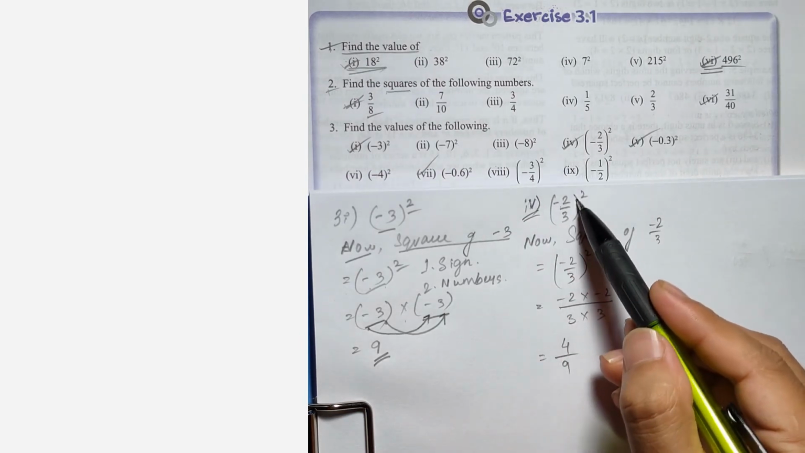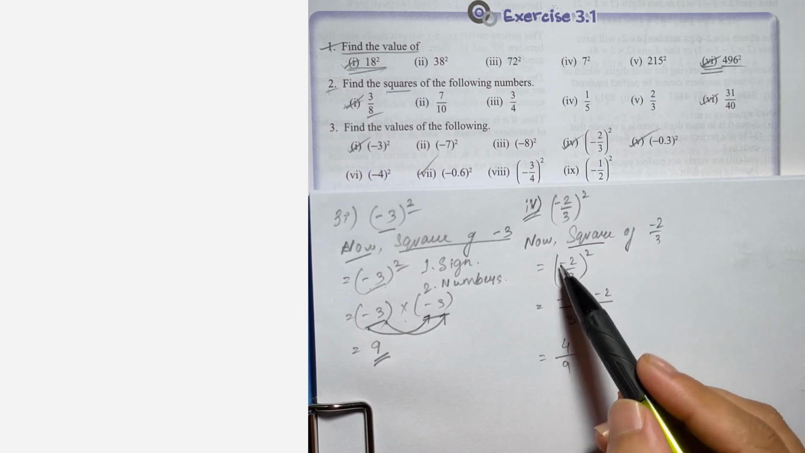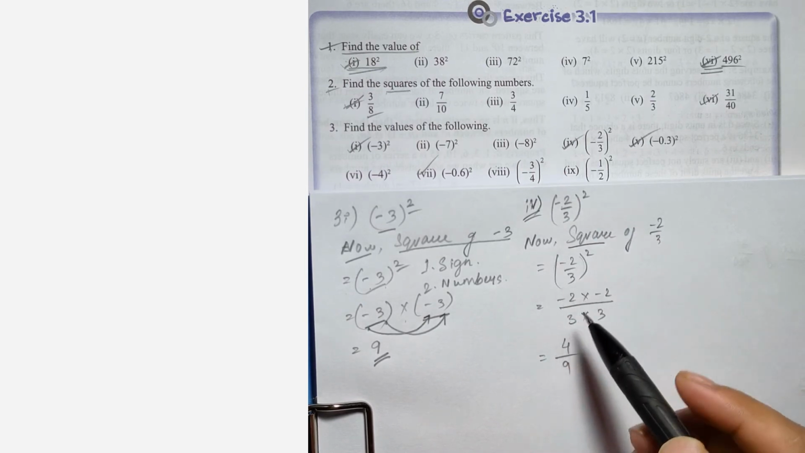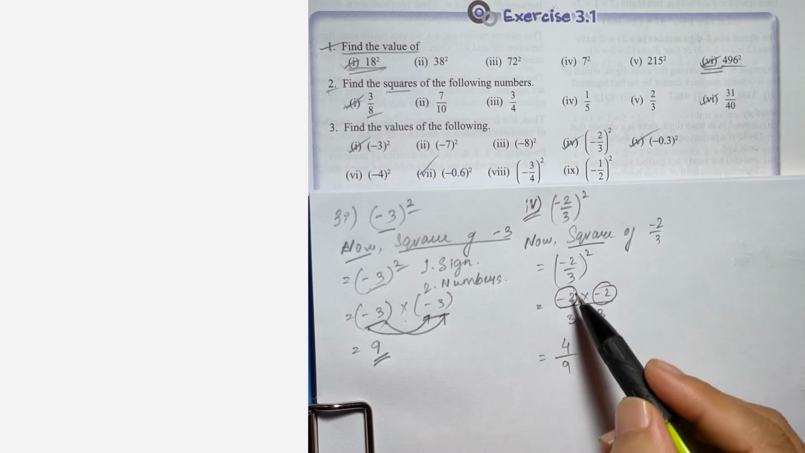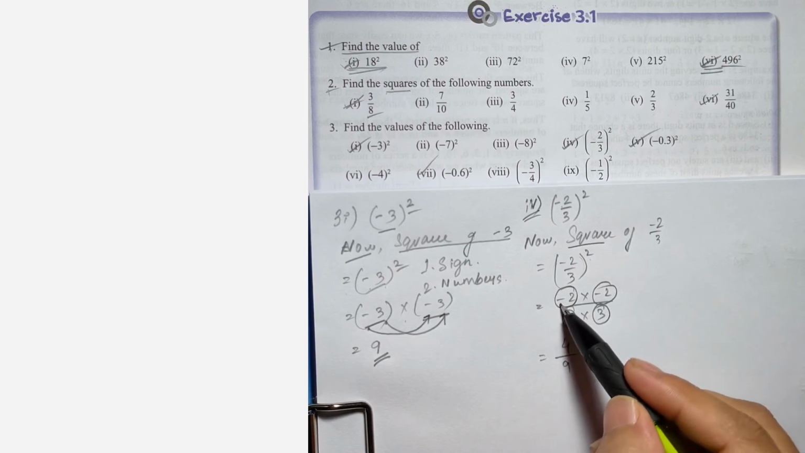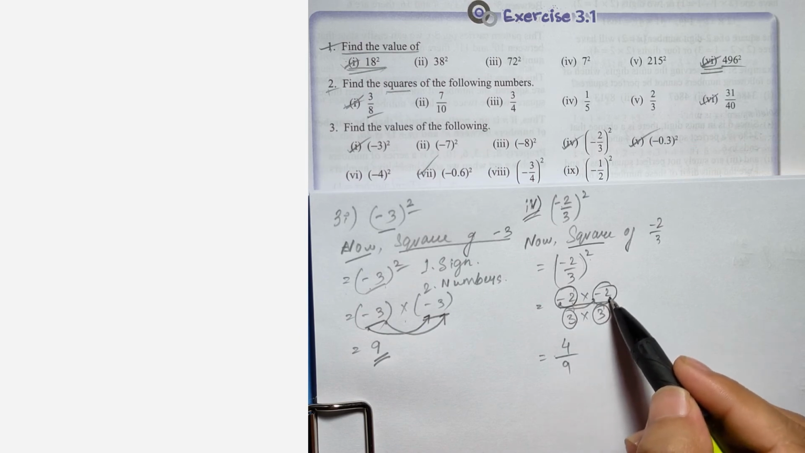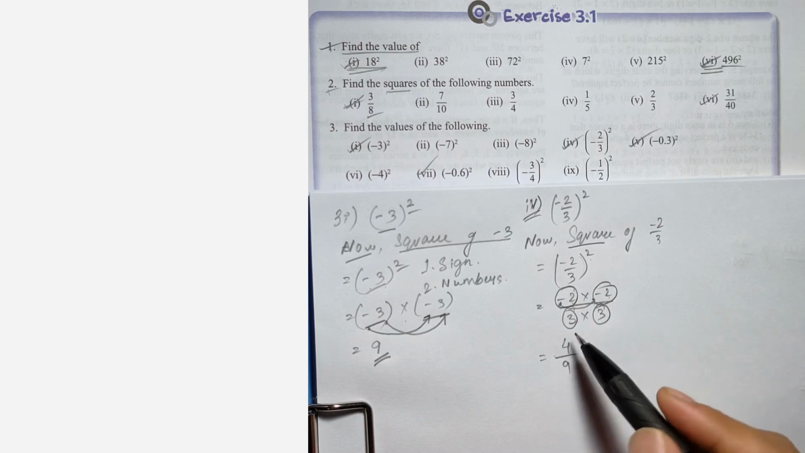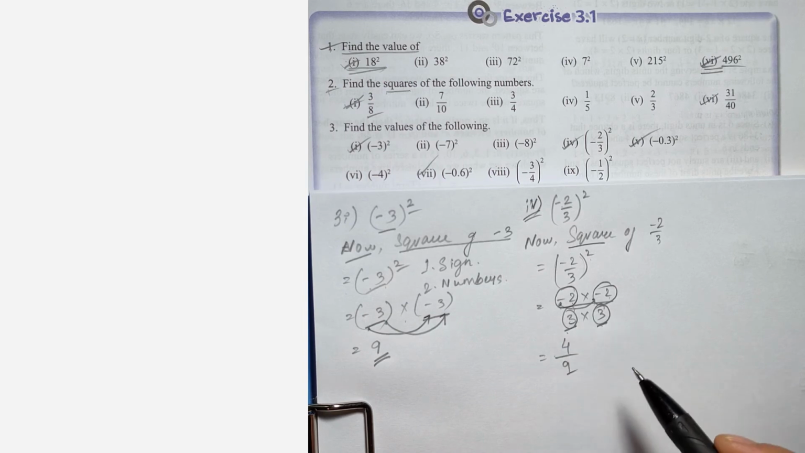Fine. So let's see another example. Minus 2 by 3 whole thing squared. So square of minus 2 by 3 is minus 2 by 3 whole thing squared. Minus 2 square means minus 2 into minus 2. 3 squared means 3 into 3. Now again, minus minus plus, so we don't need to write. 2 into 2 is 4. In the denominator we have 3 into 3, so 3 into 3 is 9.